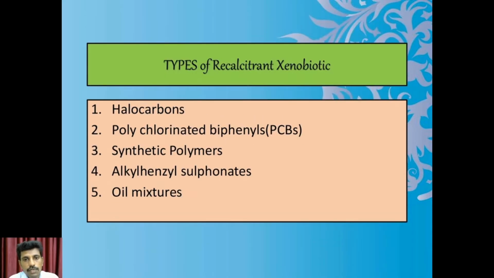The types of recalcitrant xenobiotics are mainly divided into 5 groups. One is polychlorinated biphenyls, the second is halocarbons, the third is synthetic polymers, the fourth is alkyl benzyl sulfonates, and finally oil mixtures, that is hydrocarbons. So these are all the types of recalcitrant xenobiotics.